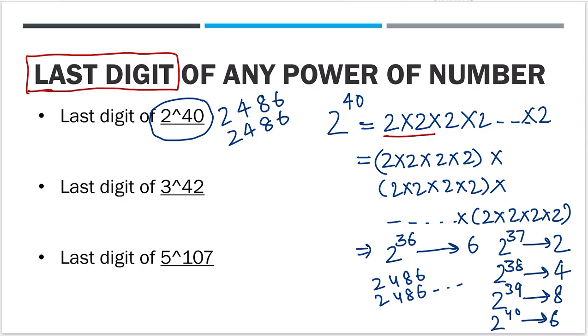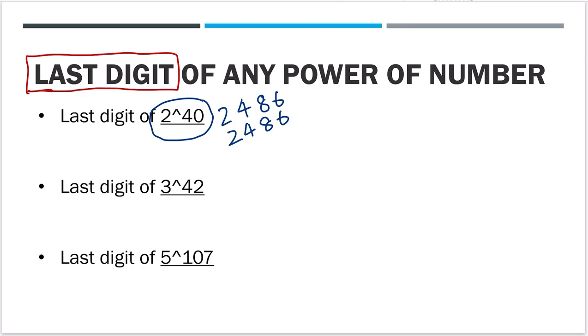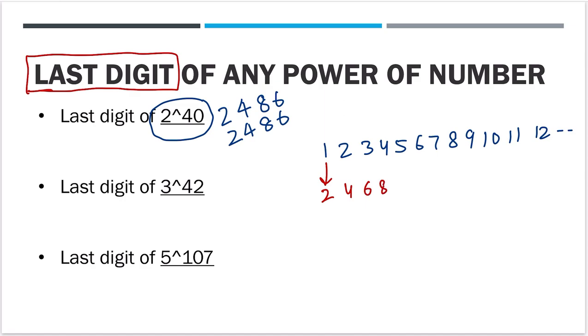So I will just remove this part, and for clarification I will write it again. If I write 1, 2, 3, 4, 5, 6, 7, 8, 9, 10, 11, 12, and this goes on till 40. For the first ones we know 2, 4, 8, 6, 2, 4, 8, 6. Whenever we get a multiple of 4, we'll go till there. That is why we went till 2 raised to power 36.